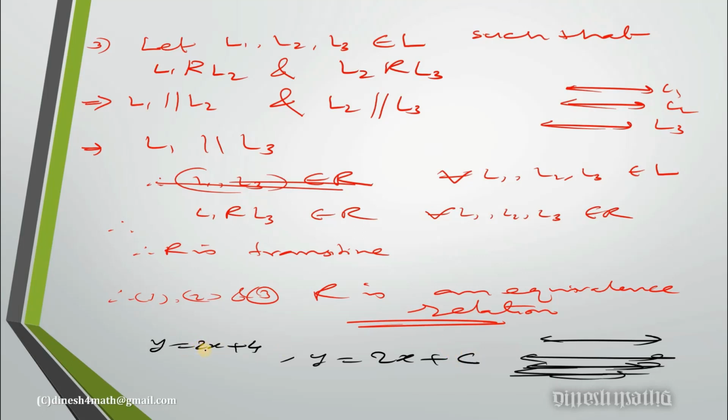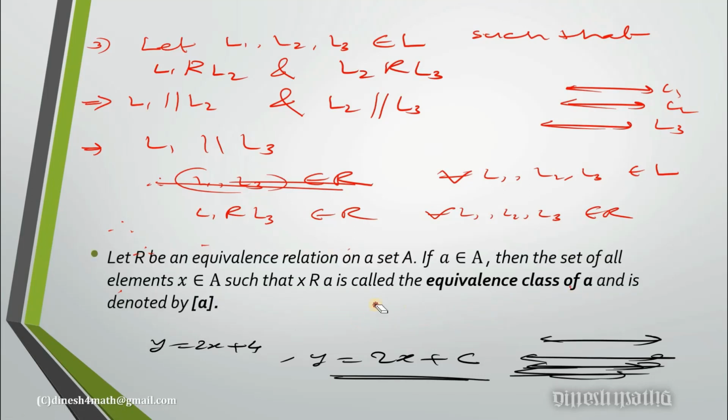The form is y is equal to mx plus c. So 2 is the slope. So 2 remains the same and the constant could be any number. So that is the second part of the answer. So y is equal to 2x plus c. Okay.